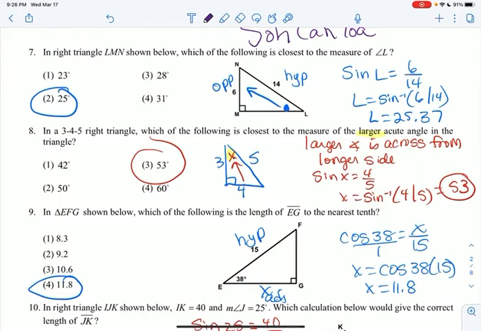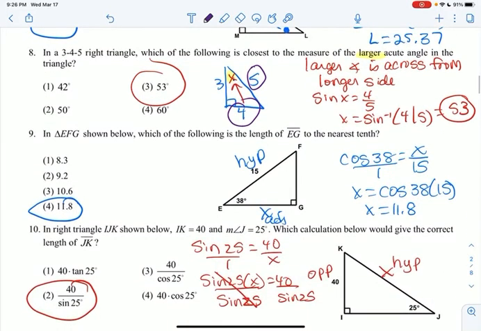So I'm going to use the 4 and the 5 because they're opposite and hypotenuse. Sine of x equals 4/5. I'm trying to solve for x. X is the angle that I don't know, so I'm going to use that inverse button, and I get 53 degrees.